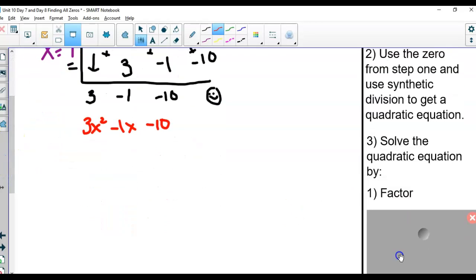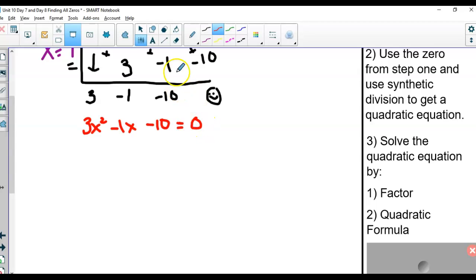Now I need to find the zeros of that. I need to solve it, and I'm going to try factoring. And just again, a friendly reminder, you can always use the quadratic formula if you need to. So let's find those factors. Again, I'll do factor by grouping with you. If you know guess and check or trial and error, you can do that as well.